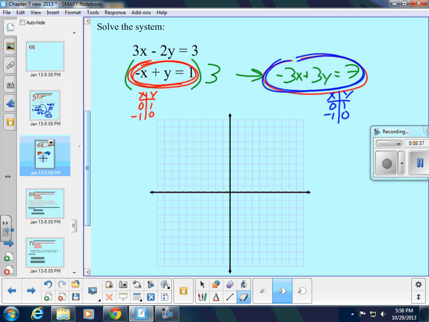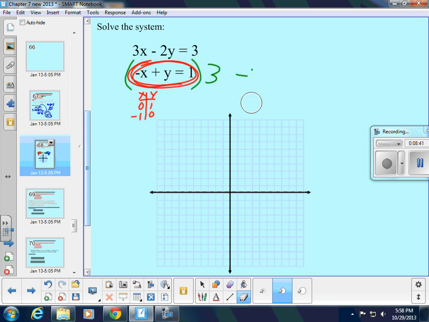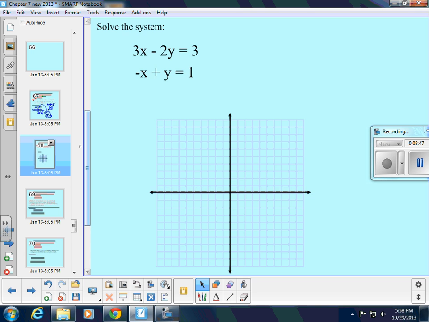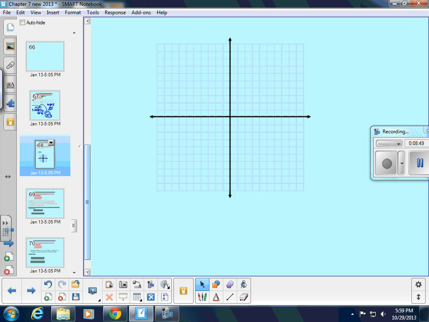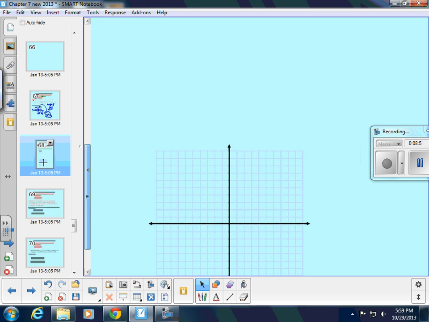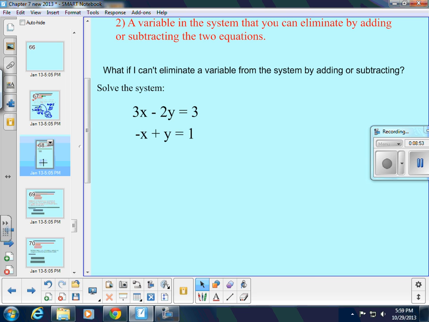I can manipulate an equation just by multiplying everything in that equation by some factor. And as long as I do that and stay consistent, then I can change that equation and maybe use it to help me. So I'm going to move this grid out of my way again and go back to our problem and show you one more time. I'm going to multiply everything in this equation by 3. So that changes this to negative 3x plus 3y equals 3.